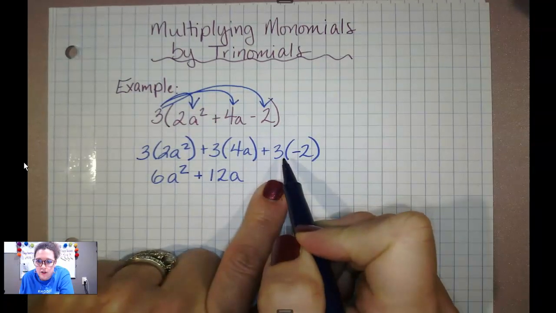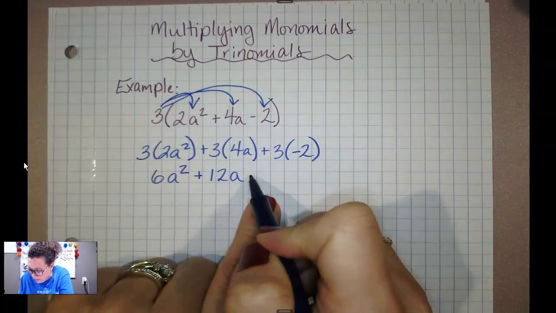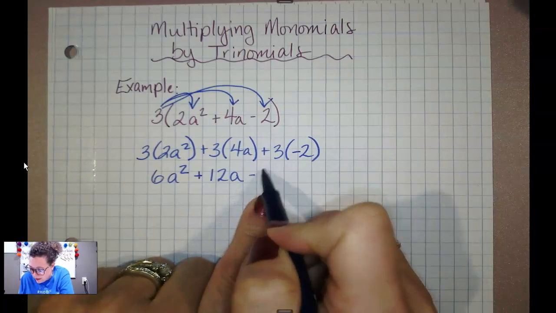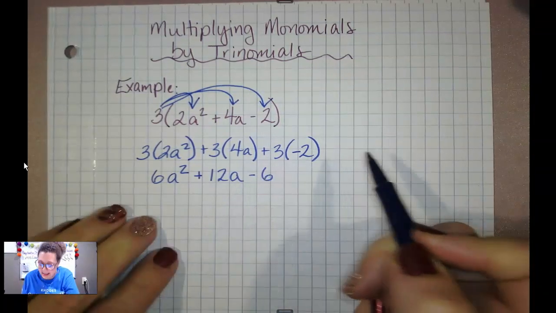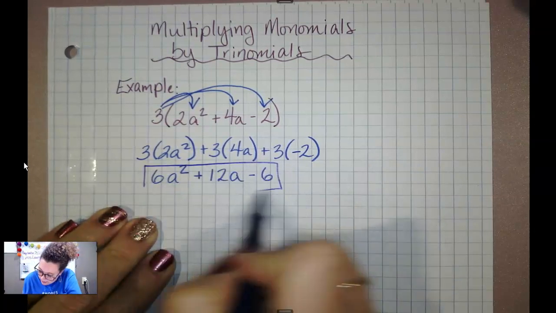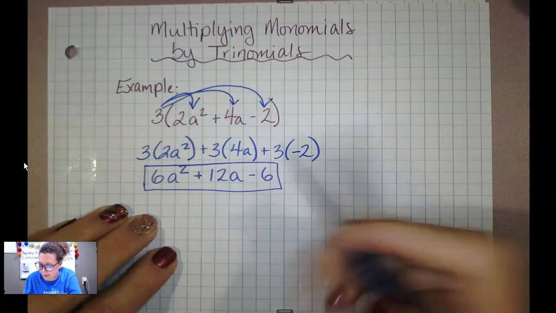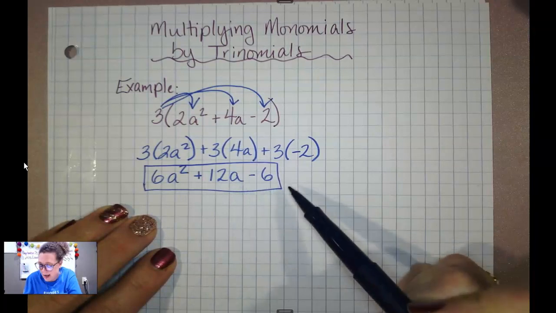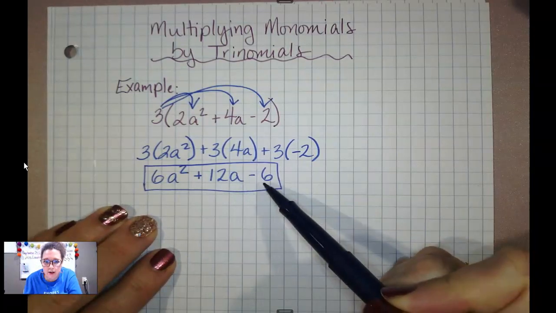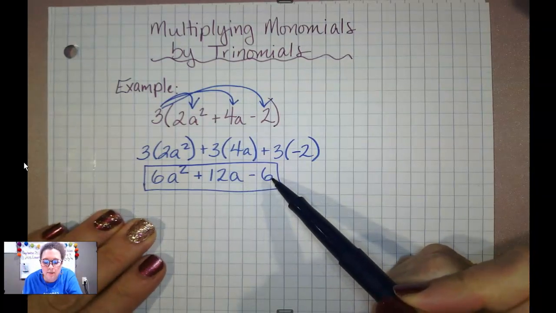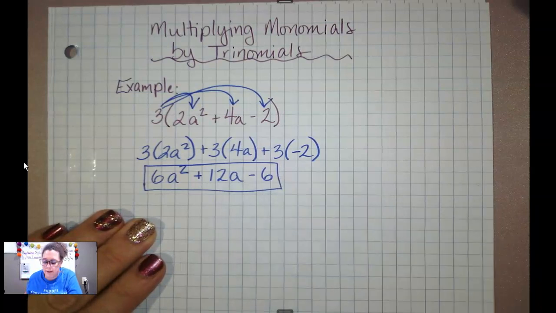And then down here, it's just 3 times negative 2. Negative times a positive is always negative, so I'm just going to put minus 6. And that, my friends, is as small as it can get because this is a squared, this is a, and this doesn't have anything. They are not like terms, therefore it cannot be simplified any more, right?